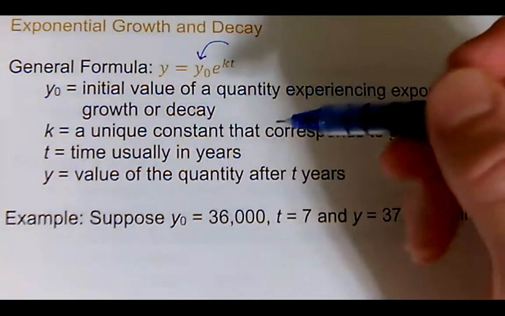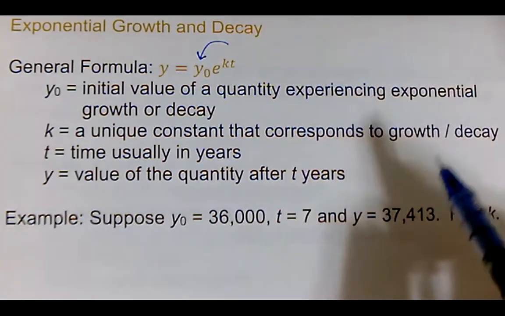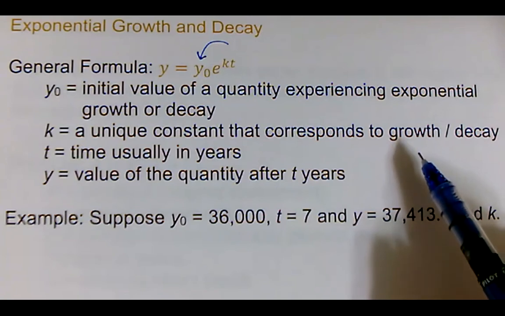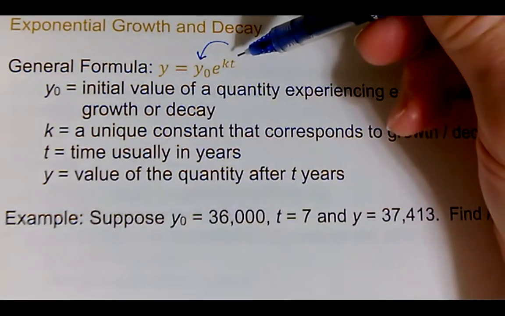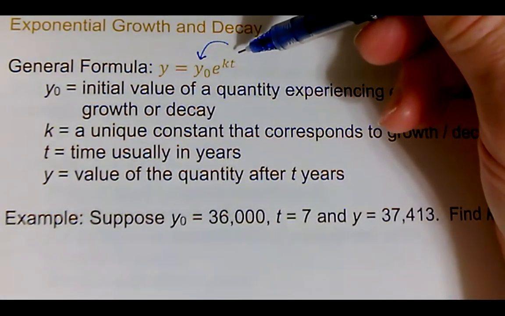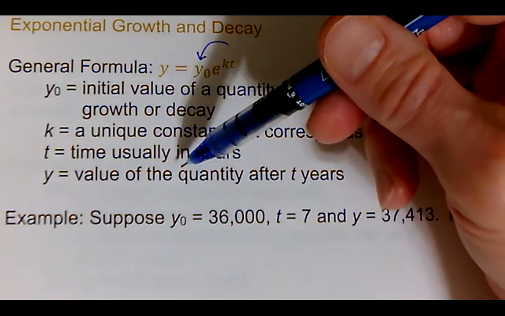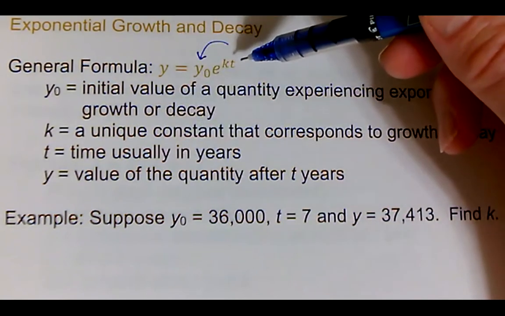The k in the formula is a unique constant. That's going to be different for every equation that we look at, and often it's the thing that we actually need to use real-world data to calculate. t is time, that's up here in the exponent with the k, and that's generally in years, although maybe not necessarily always, but generally in years. And y represents the value of that quantity, whatever it is, after t years.